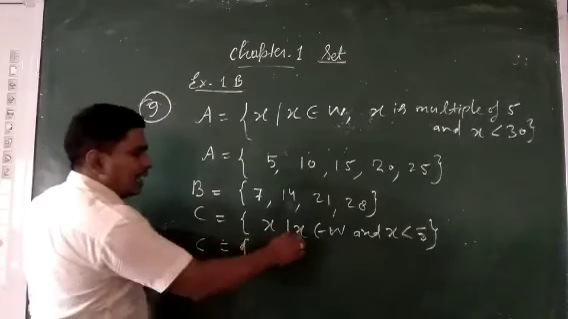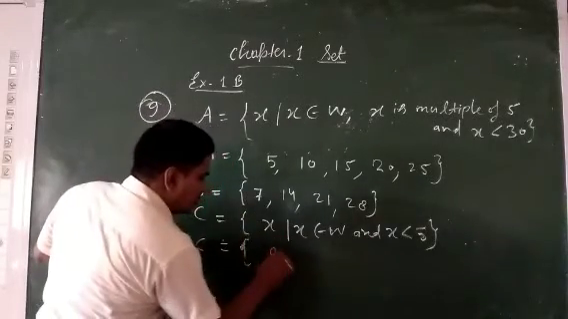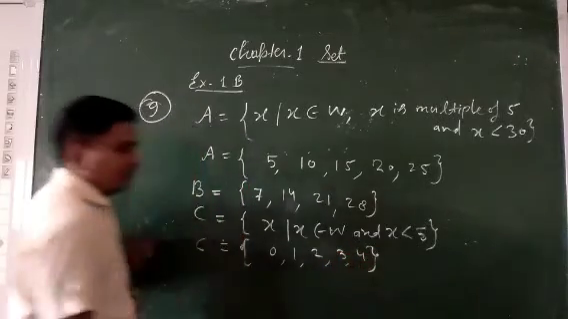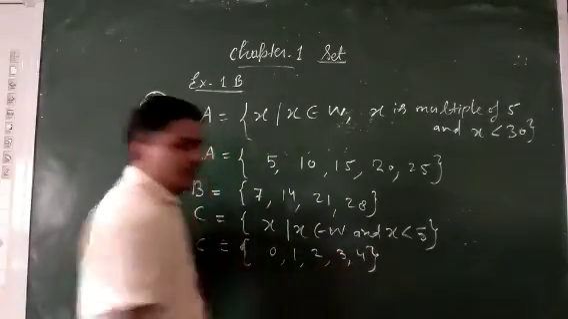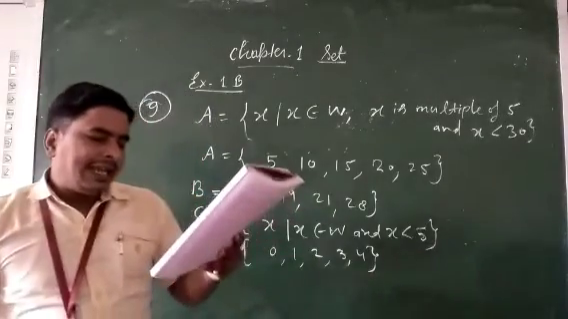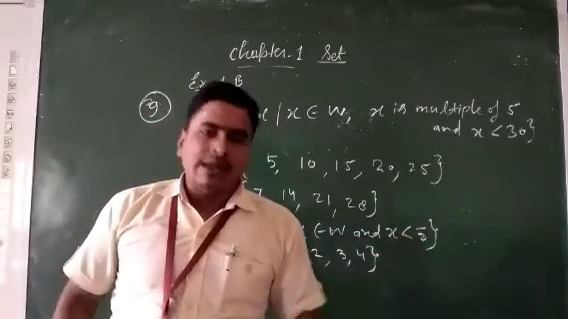X says that x belongs to whole number less than 5. So 0, 1, 2, 3 and 4. Clear? Now what is the question? Verify that A and B are disjoint set. A and B are disjoint.